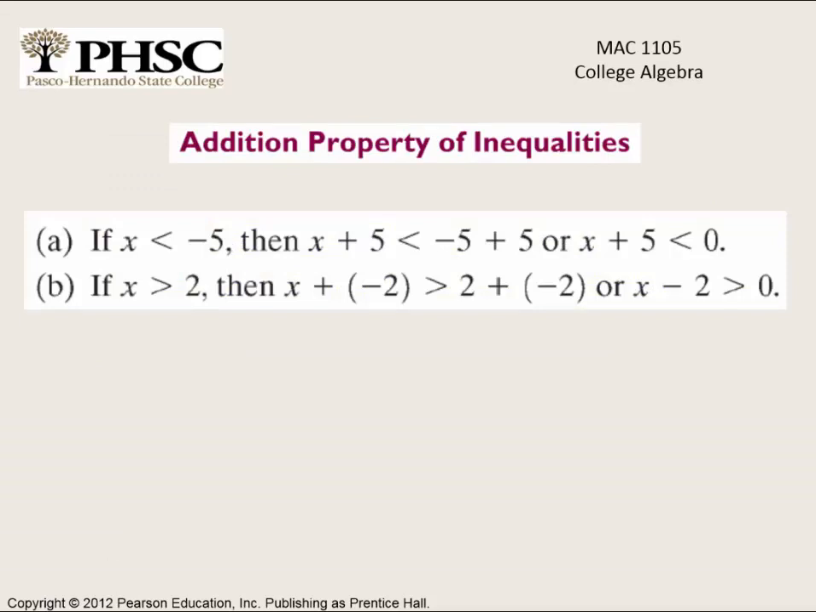So let's look at some examples of the addition property of inequalities. Let's say that x is less than -5, then x plus 5 is less than -5 plus 5, or x plus 5 is less than 0. So if I add 5 to both sides, I get an equivalent inequality. Now if x is greater than 2 and I add -2 to both sides, then I get x minus 2 is greater than 0.